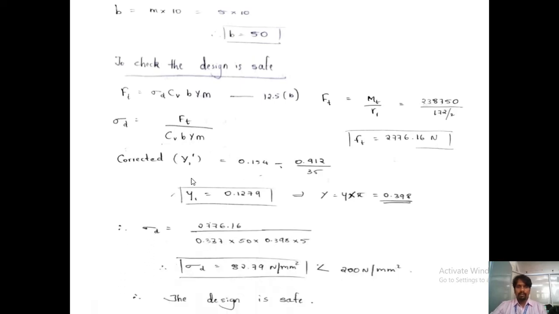Y is also known, and the module is 5 mm. We can calculate sigma d. Sigma d is getting around 82.79 Newton per mm square, which is less than the design stress for the pinion, given as 200 Newton per mm square. So the design is safe.